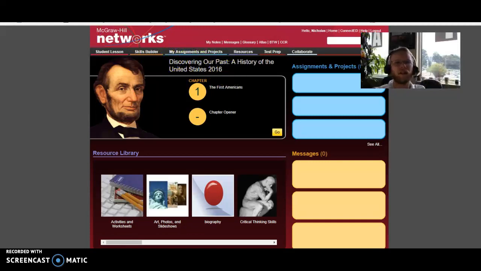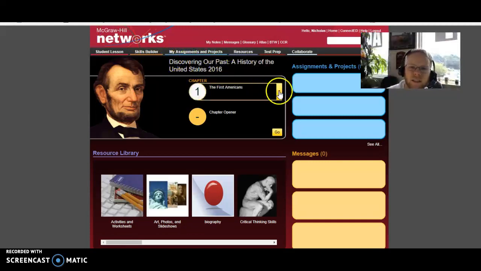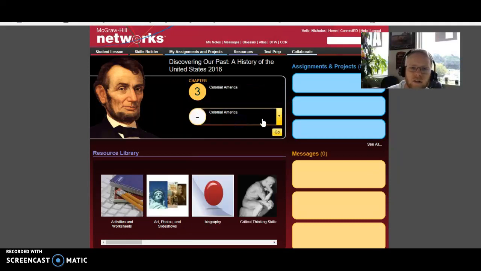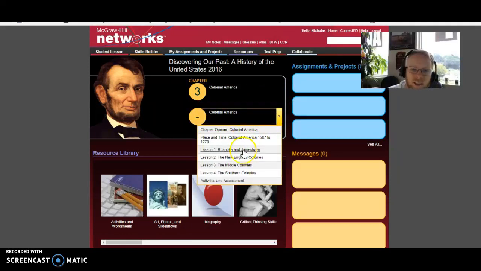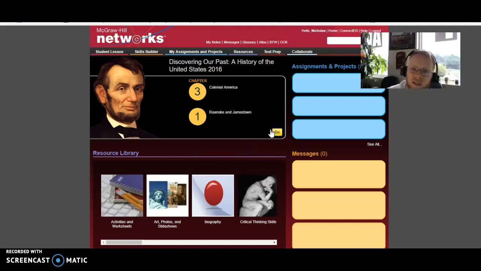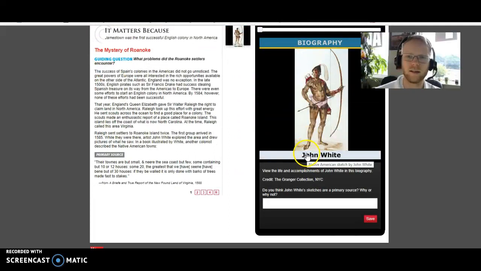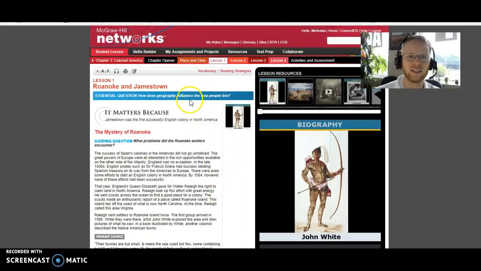Fairly easy to navigate. If you know what chapter and lesson we're on, you merely go there. So I know we're starting Colonial America, Lesson 1, pretty quick. You can hit go, and it takes you to that lesson, and it's pretty much exactly the same as it would be if it were in a textbook. There's actually a little more, because you can put videos in a website and things like that. But it's all there, and that's how you navigate it.